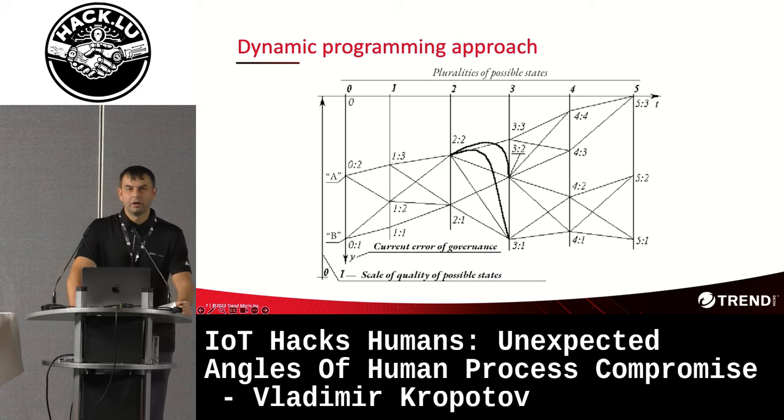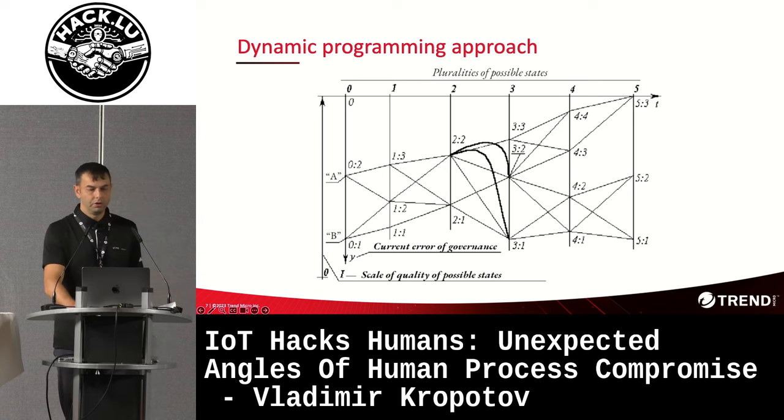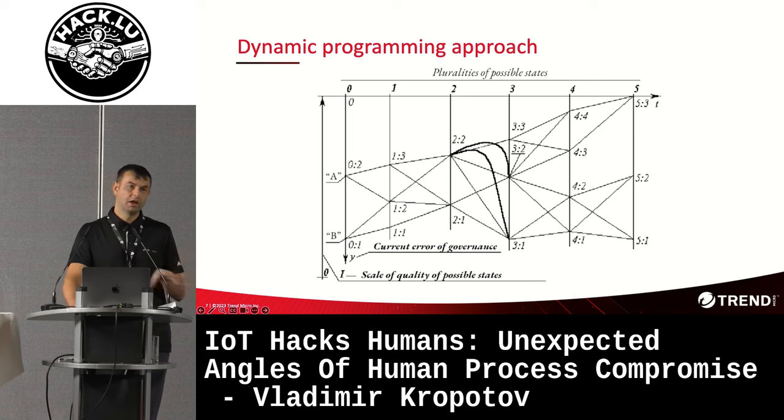And we can use a dynamic programming approach to see objects with desirable states and stages. You can see that you go to a particular state with a particular probability, and the desired state can be on the top. But if you put in effort and use external forces at particular stages, you can switch the trajectory to something unnecessary for the current manager, let's say, but necessary for the intruder or attacker.